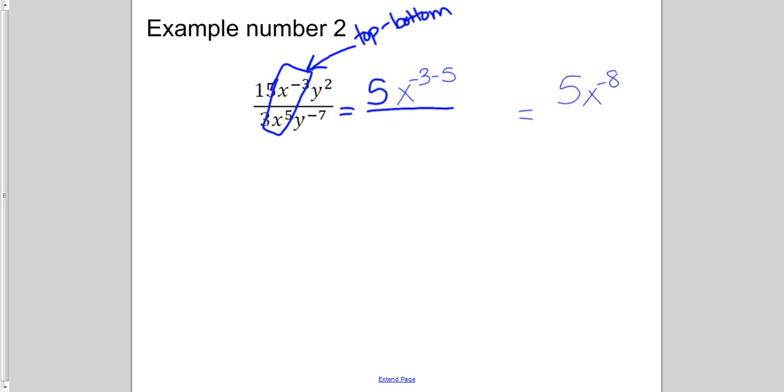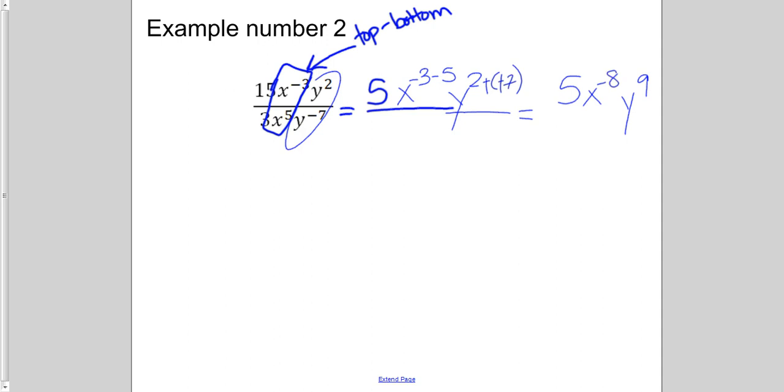And then with our y's, same thing, top minus bottom. So we have y to the 2 minus negative 7. Now remember, when you subtract a negative like we have here, we end up adding a positive, so it becomes y to the 9th power. So there's our division rule. Dividing like bases, you subtract the exponents, top minus bottom.